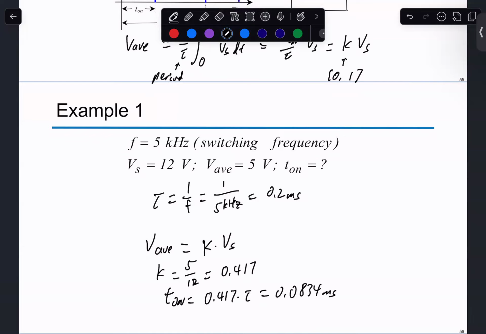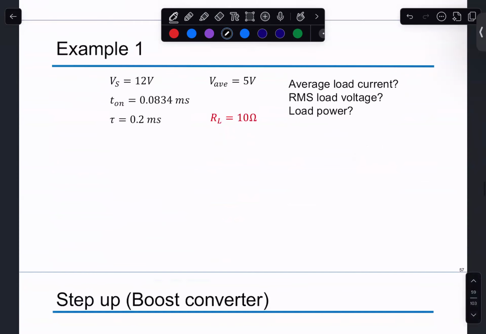And now we can compute the power, right? Let's say now I attach a load to this. What is the RMS voltage and what is the load power we deliver? In this case, we have the average current, just the average voltage divided by the resistance, 5 over 10, which is 0.5 amps.